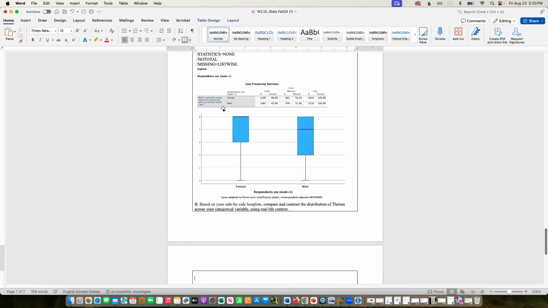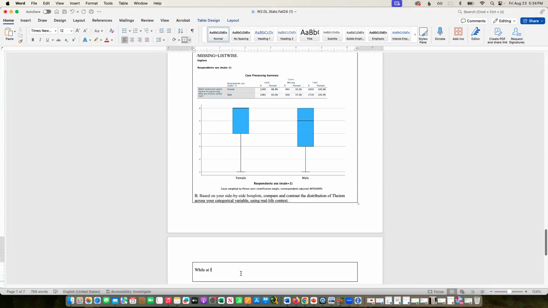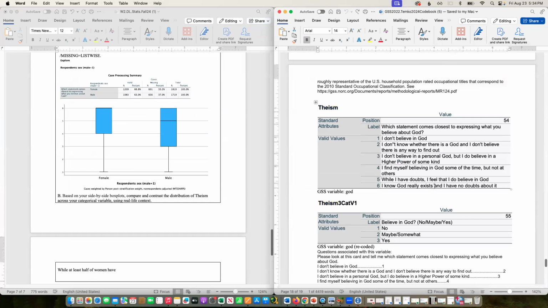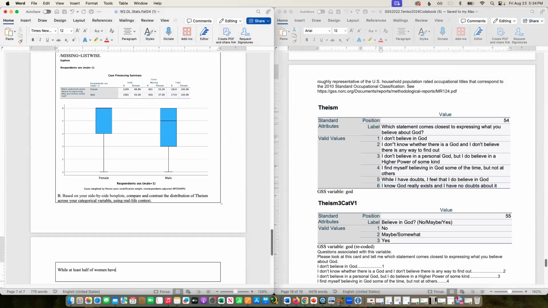So for theism, again, going 1 to 6, we can see that the maximum's the same, right? The minimum's the same, but we can see that this box and the median are in different places. So here, actually, we can see that for women, the median is at 6. Half of women, at least half of women are at 6 or higher, right? And then the other half are at 6 or lower. So you can see that at least half of women have, again, 6 is the definitely believe, have certainty that God exists.